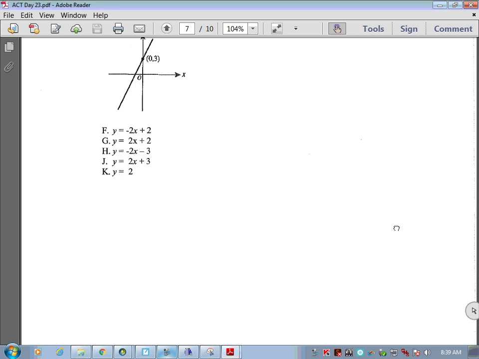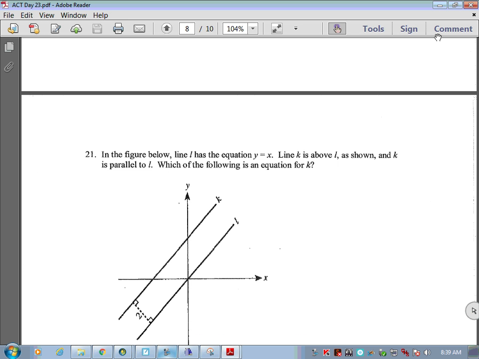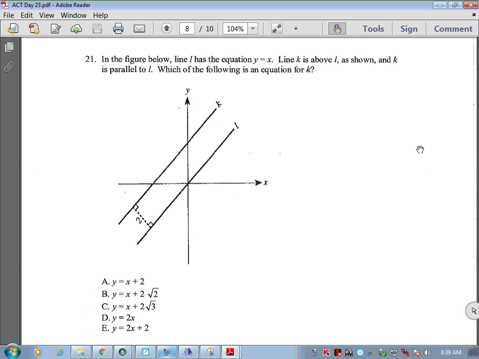All right, 21. In the figure below, line L has the equation y equals x, which means it has a slope of up 1 over 1, and it crosses at the origin. And K is parallel to L, which means it has the same slope, so it's going up 1 over 1, up 1 over 1, up 1 over 1. Which of the following is an equation for K?